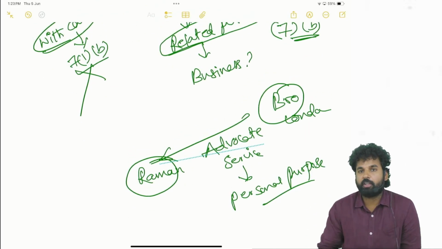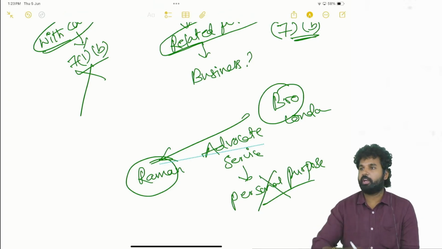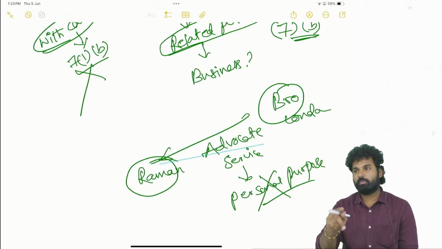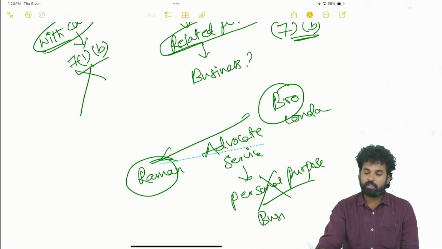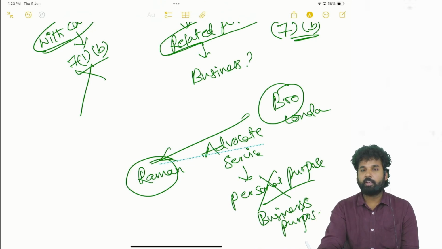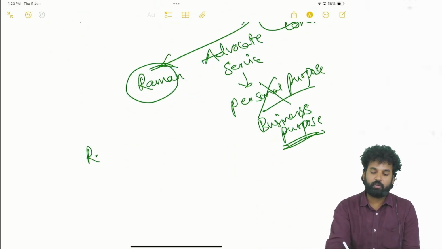Here, is he coming under the definition of related person or not? That also needs to be checked. Whenever it is a personal purpose, you need not check the related person definition also. It shall be for business purpose. In the third point, they are asking whether your answer would change if it is a business purpose. So if it is a business purpose, then you need to check whether he is a related person or not. Okay, so the related person definition you have to check.